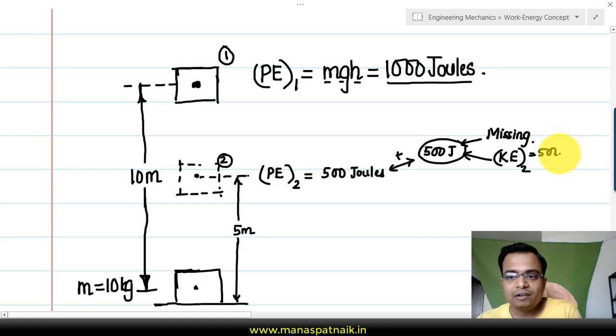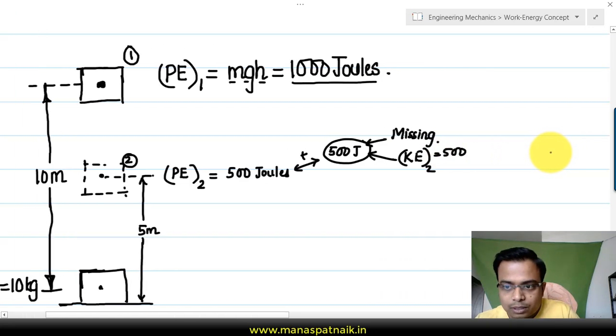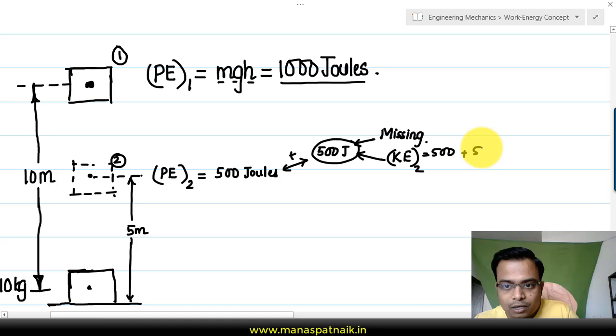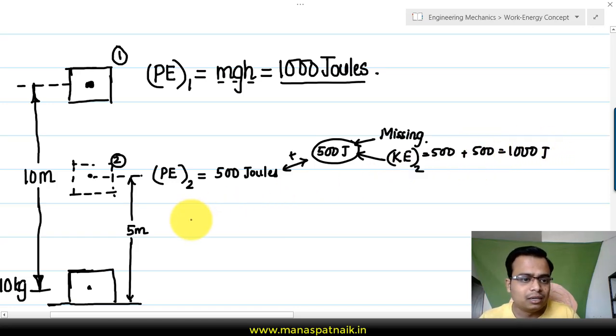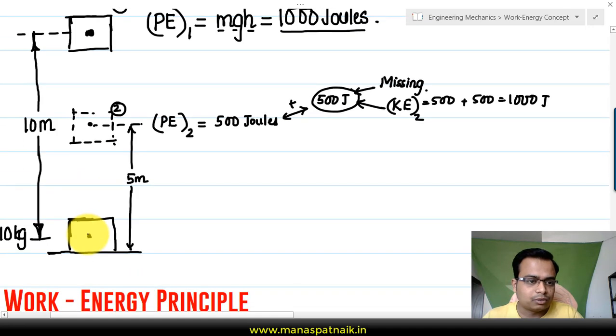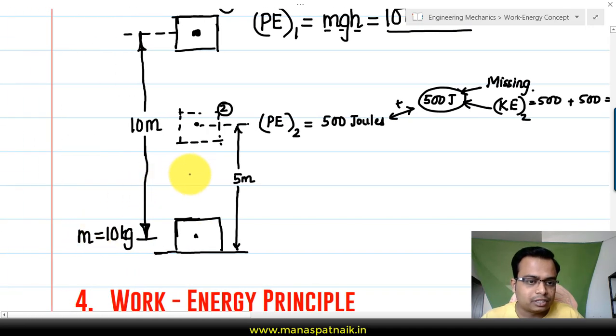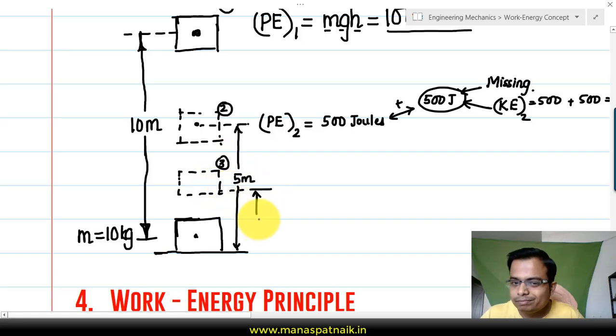So 500, let me make some more space. 500 plus 500 is again going to work out as 1000 joules. It's that simple. Now guys, let me take one more position. Somewhere here, let's say this is going to be the third position, and let's say this is at a height of, let me assume, 3 meters.